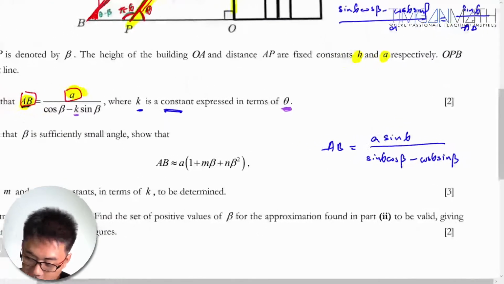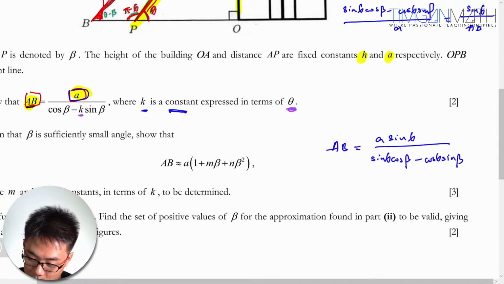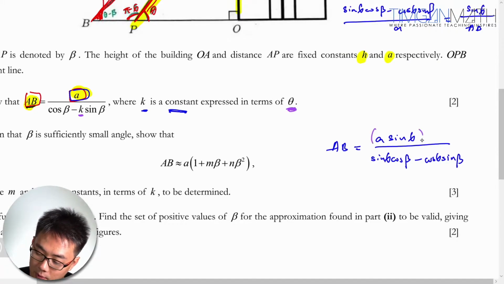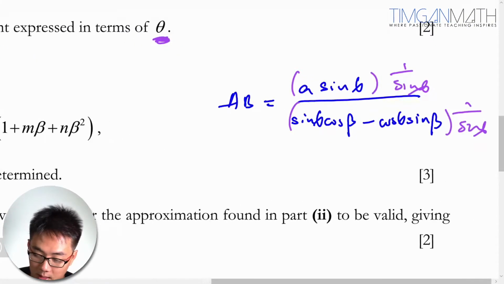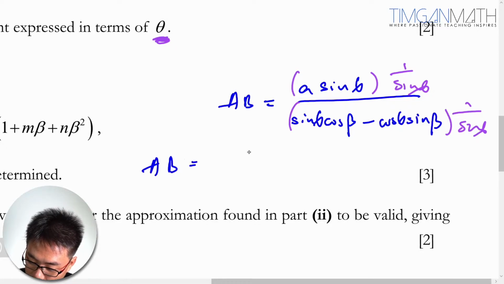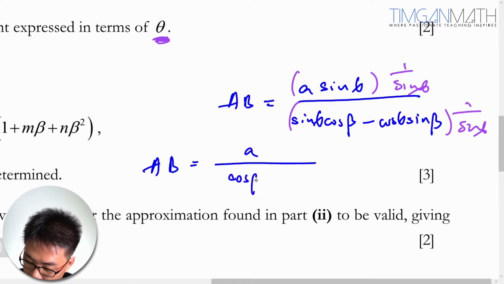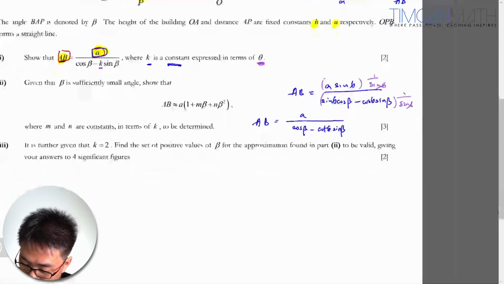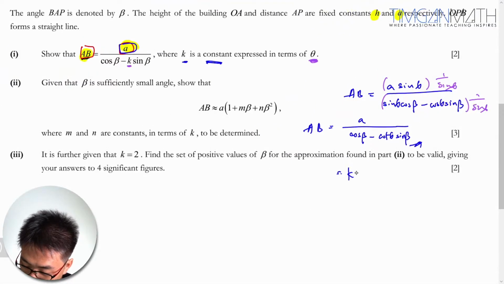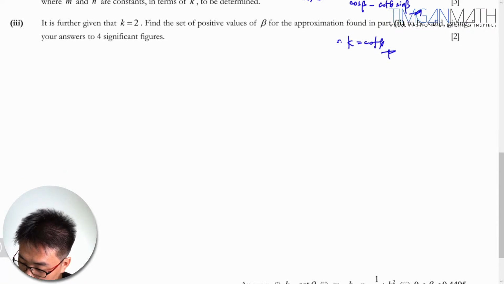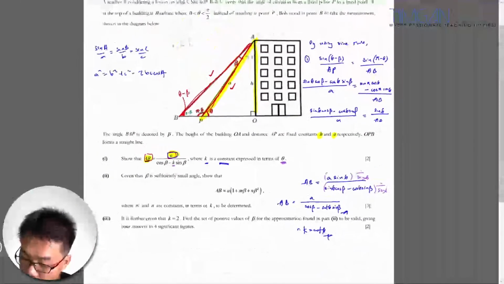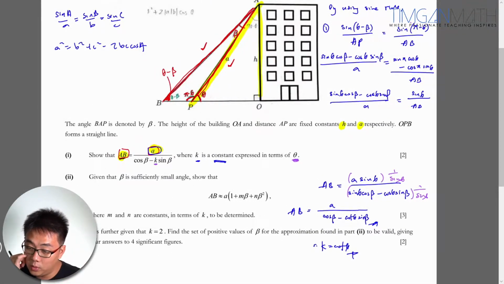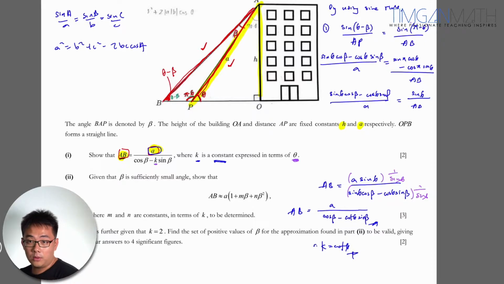Okay? And because you see this A is alone, this is like your secondary school multiplication. So I'll just multiply both top and bottom with sine theta. Then AB would just be A over cosine beta minus cot theta sine beta. Okay, so this is it. So hence, K is a constant, it's cot theta. Yeah, okay, that's the first part. It's only 2 marks, my goodness. So this is how you solve it.